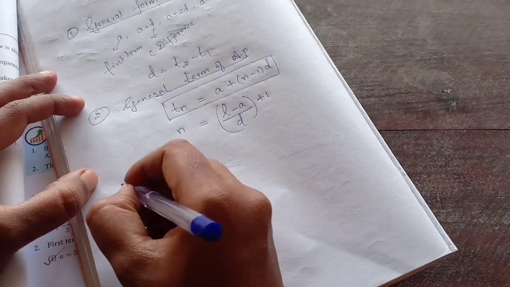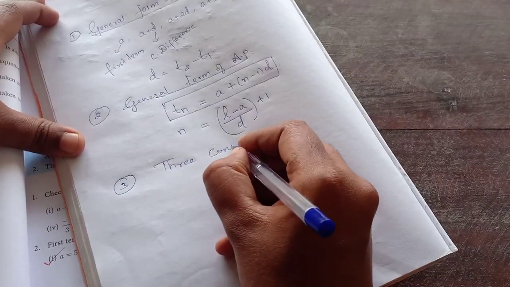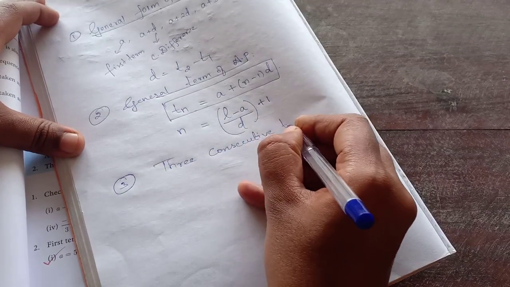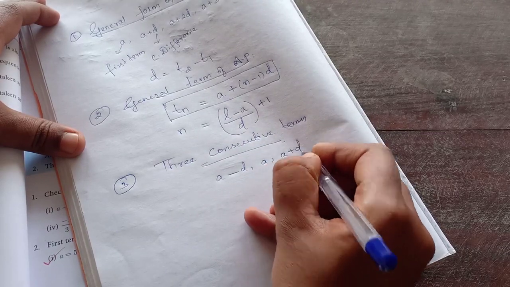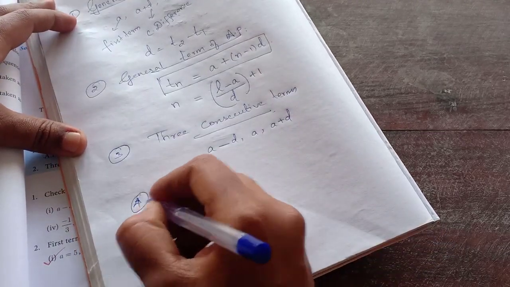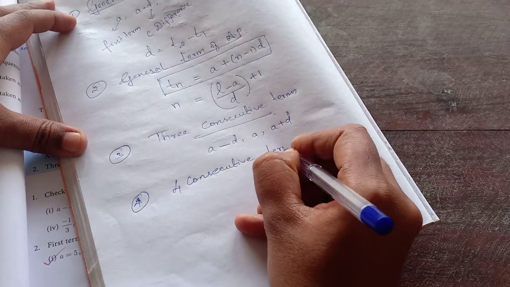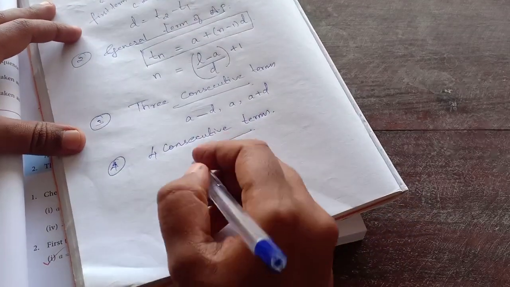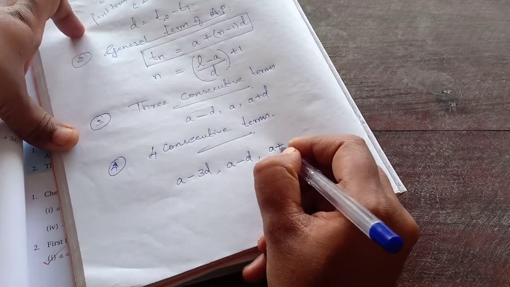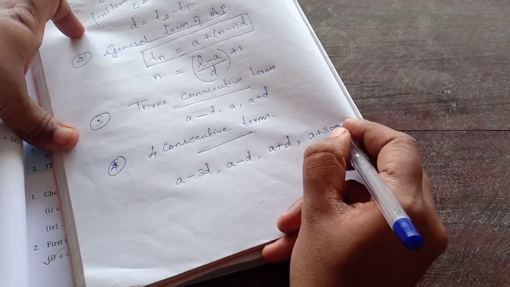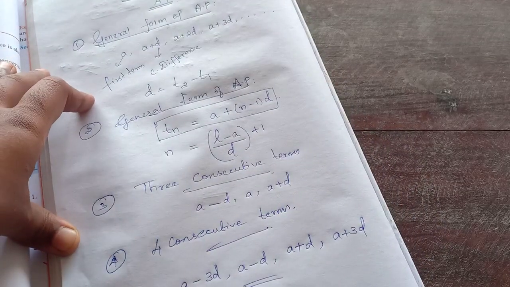And 3 consecutive terms in AP. How can we write 3 consecutive terms? What is the meaning of consecutive? Next terms. So 3 consecutive terms we take as A minus D, A, A plus D. How can we take the 4 consecutive terms? Just remember the 4 consecutive terms: A minus 3D, A minus D, A plus D, A plus 3D. So these are the general concepts. Let's recall this and we can move to the example problem.